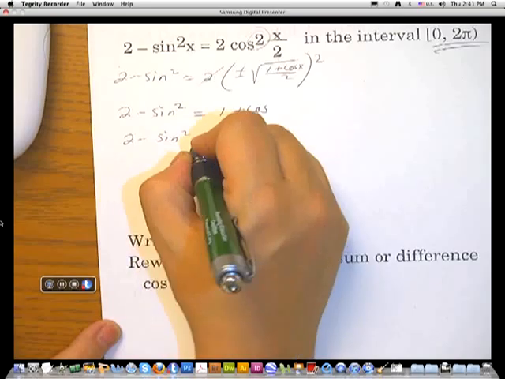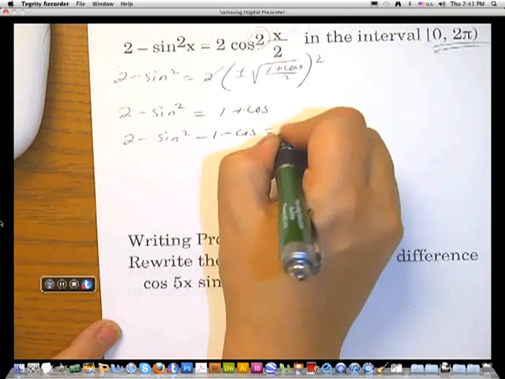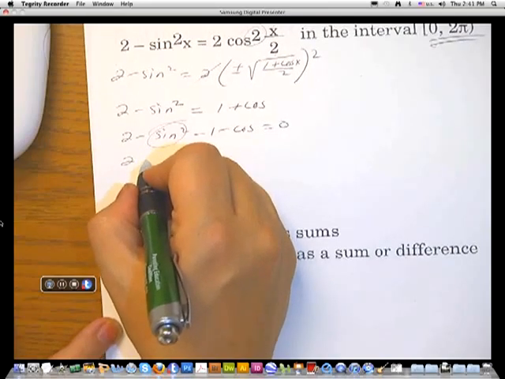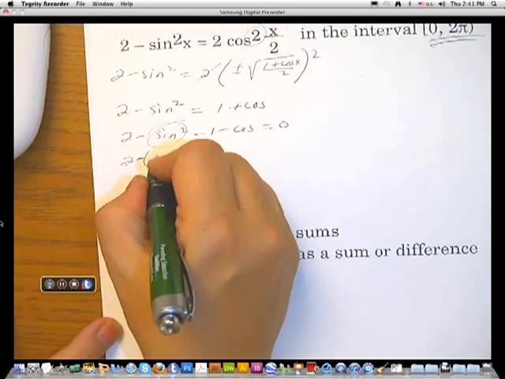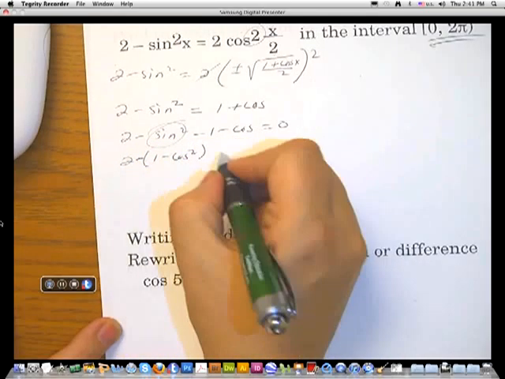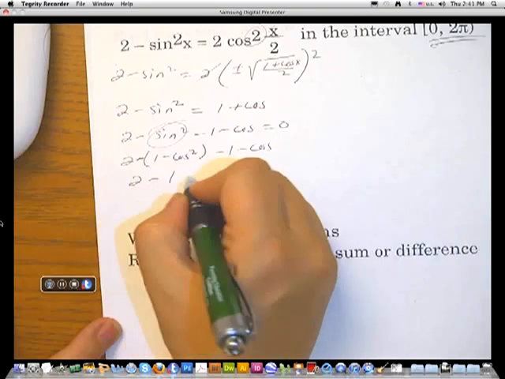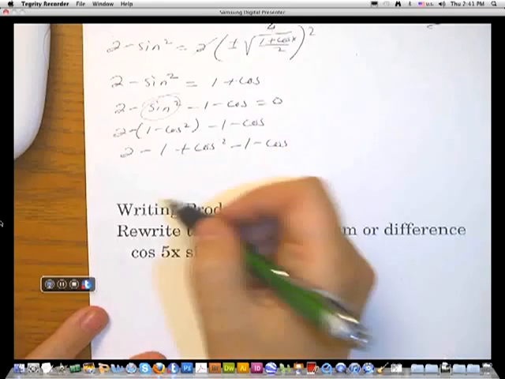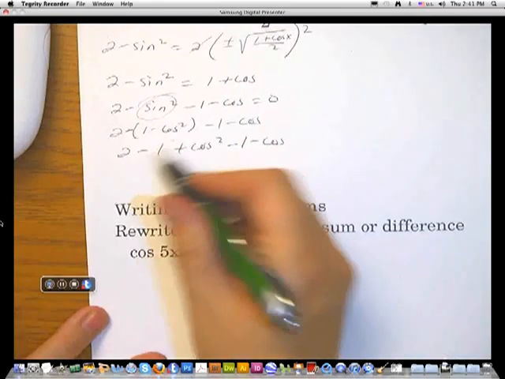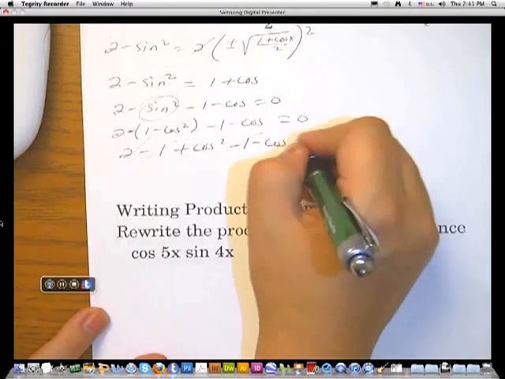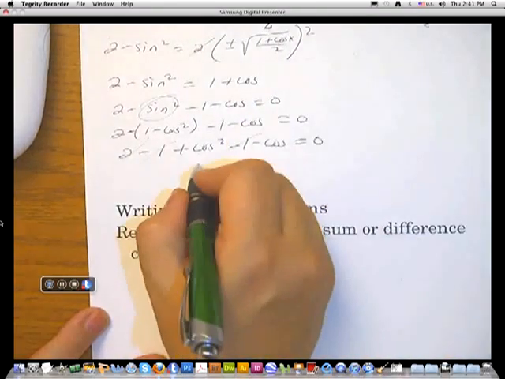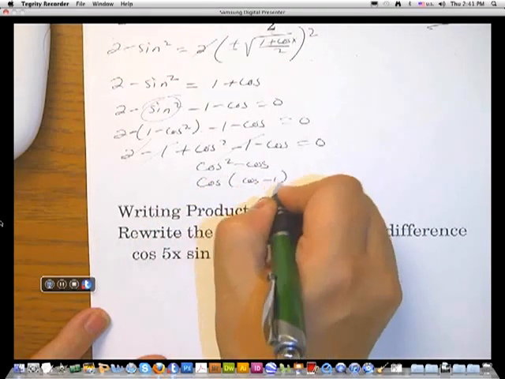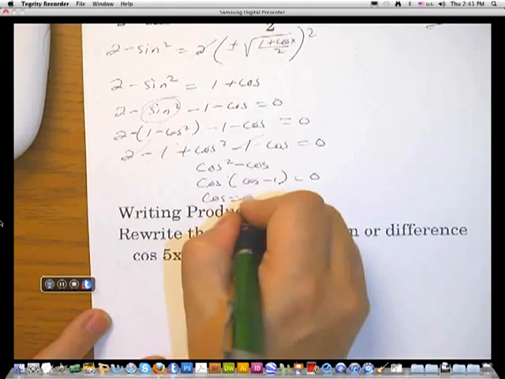So move everything over. 2 minus sine squared minus 1 minus cosine. Change that to a cosine. And that's 1 minus cosine squared. So 2 minus 1 plus cosine squared. The numbers all cancel. Cosine squared minus cosine. We get to factor out a GCF. Set each piece equal to 0.